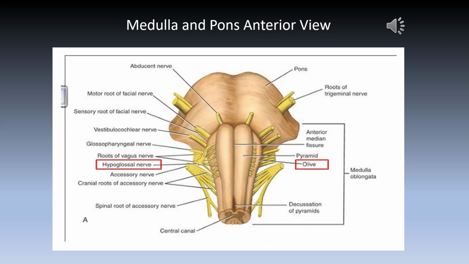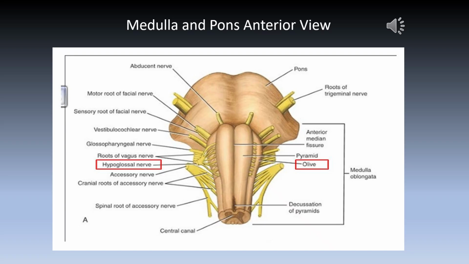All right, notice also we have some swellings a little bit out to the side from there. Those are called the olives because they are shaped like olives. We will see the olives in a little greater detail when we take a cross section of the medulla.